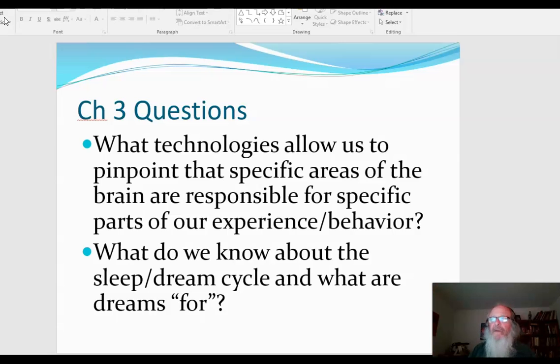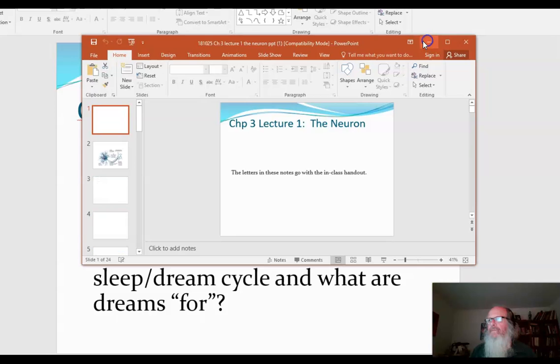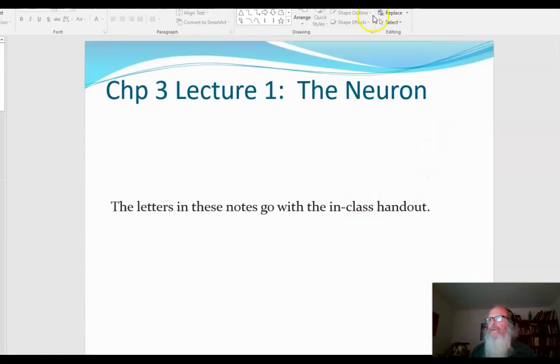We have a mountain of information about the question, what specific areas of the brain are responsible for specific parts of our experience and behavior, and we add to that mountain of information on pretty much a daily basis. And we still don't know everything. And then finally, what do we know about the sleep and dream cycle, and what are dreams for?